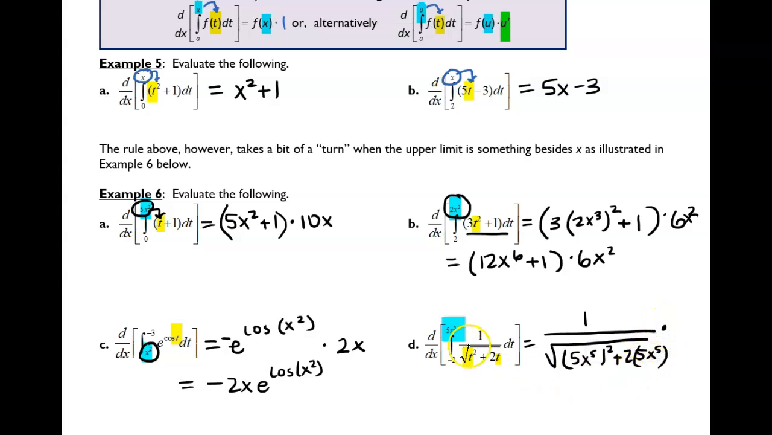And then don't forget, I need to multiply by the derivative of the 5x to the 5th, which is 25x to the 4th. If I rewrite this, I just have 25x to the 4th over square root. Let's simplify a little bit. 25x to the 10th, I multiply the exponents there, plus 10x to the 5th.